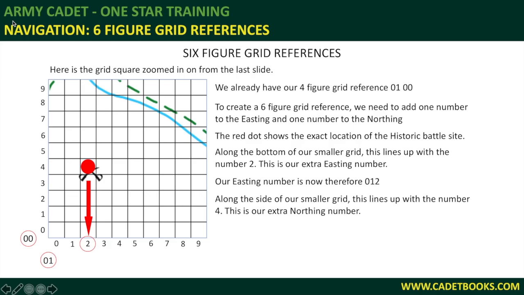Along the side of our smaller grid, this lines up with the number 4. This is our extra northing number. Our northing number is now therefore 004. The 6-figure grid reference for this location is 012004.